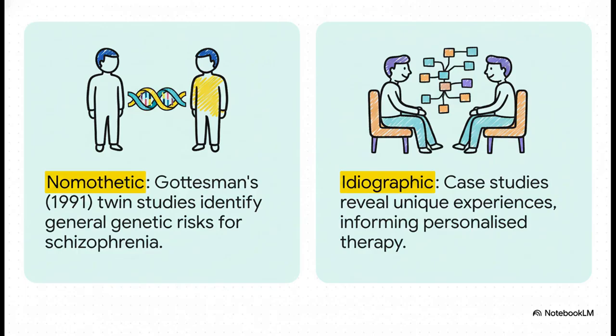And it's pretty much the same deal when we look at psychopathology. You've got these huge nomothetic studies, like Gottesman's twin studies, that are amazing for identifying general genetic risks for something like schizophrenia. That is absolutely vital for creating treatments. But then it's the idiographic approach, actually sitting down and talking to a person, understanding their unique experience, that lets a therapist build a treatment plan that's personalized and actually effective for them.